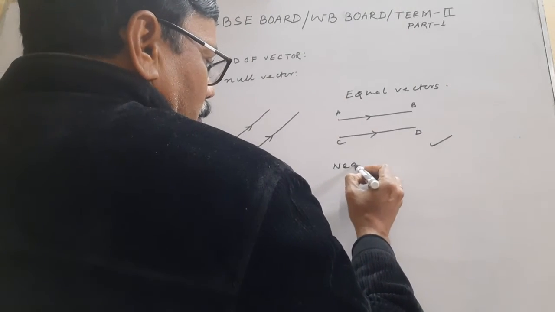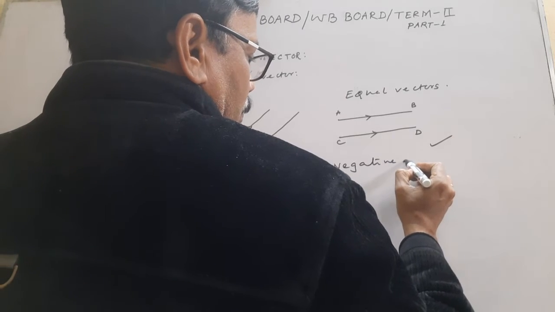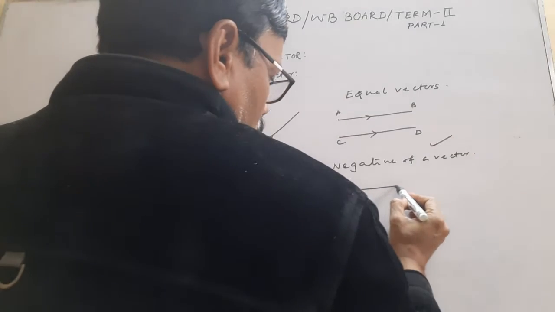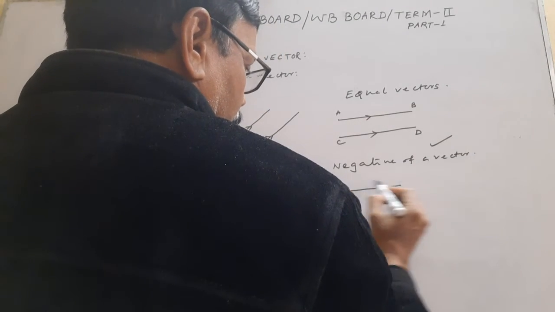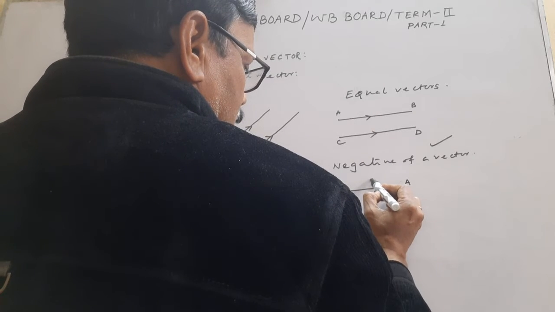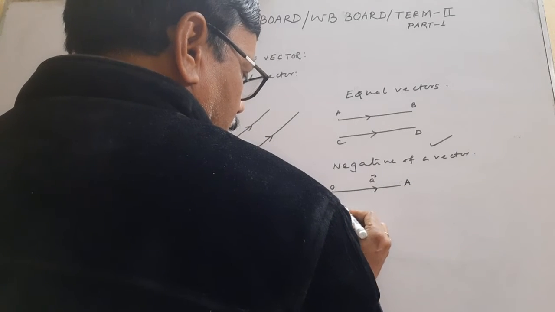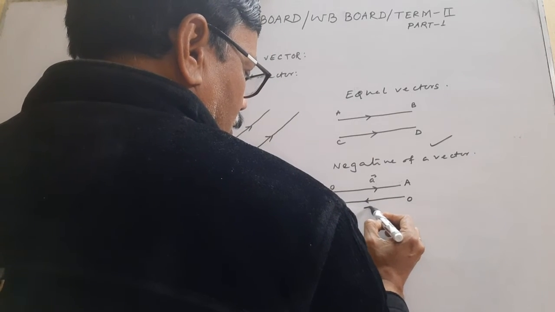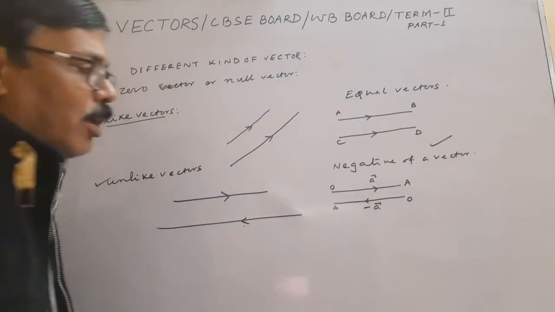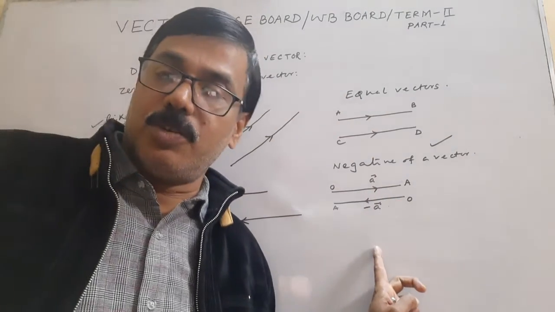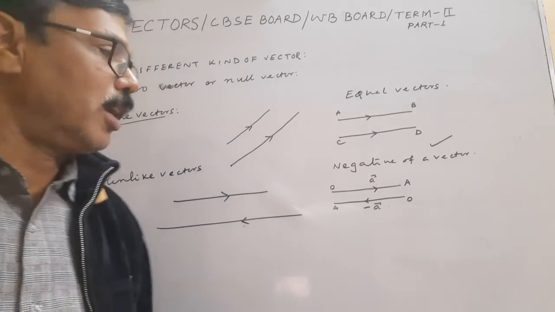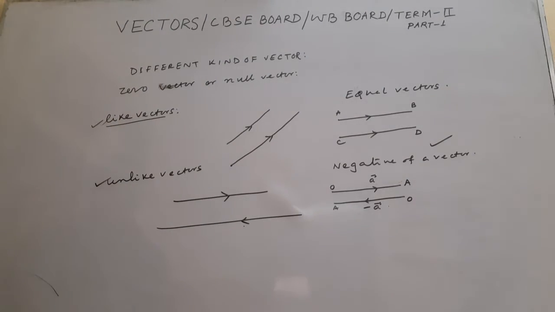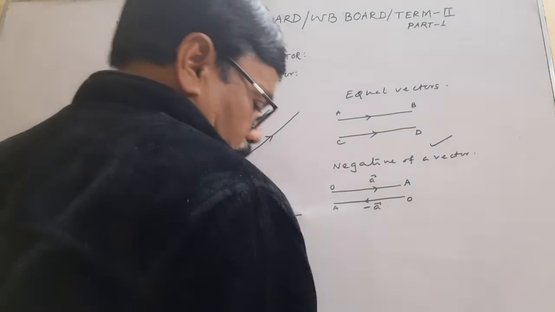Then the negative of a vector. So this is OA. Suppose this is a vector, with the same magnitude but opposite direction. The negative of a vector a is denoted by minus a vector, and it is a vector of the same magnitude but opposite direction. So this is the negative vector.